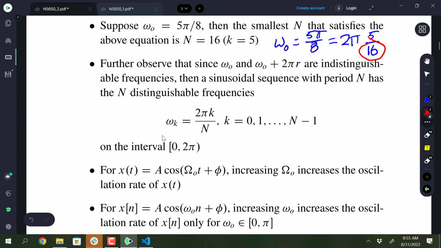Okay, so indistinguishable frequencies are what happens when we go outside this interval 0 up to n minus 1. Those will be the periodic extensions of the so-called fundamental frequency. So if we think about n as being the basis or the period, we can have n distinguishable frequencies. We can have DC, 1 over n, 2 over n, all the way up to n minus 1 over n. And these end up being the distinguishable frequencies.